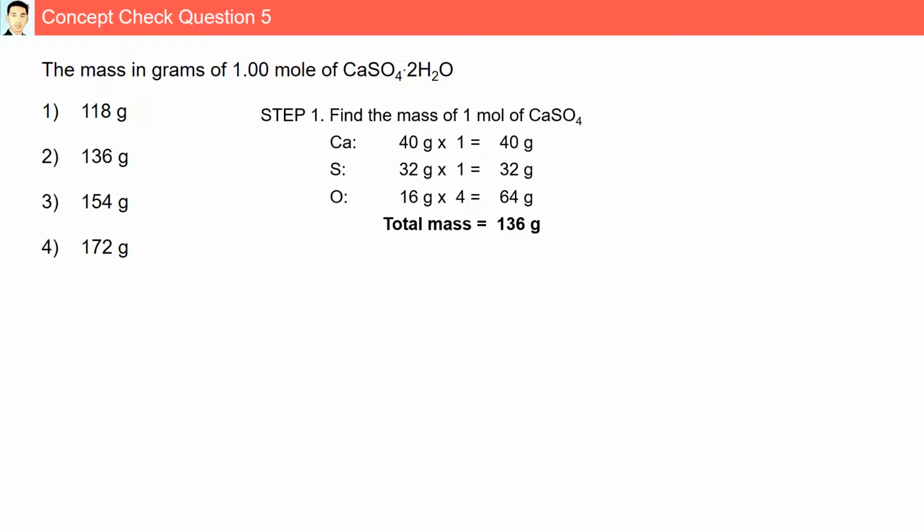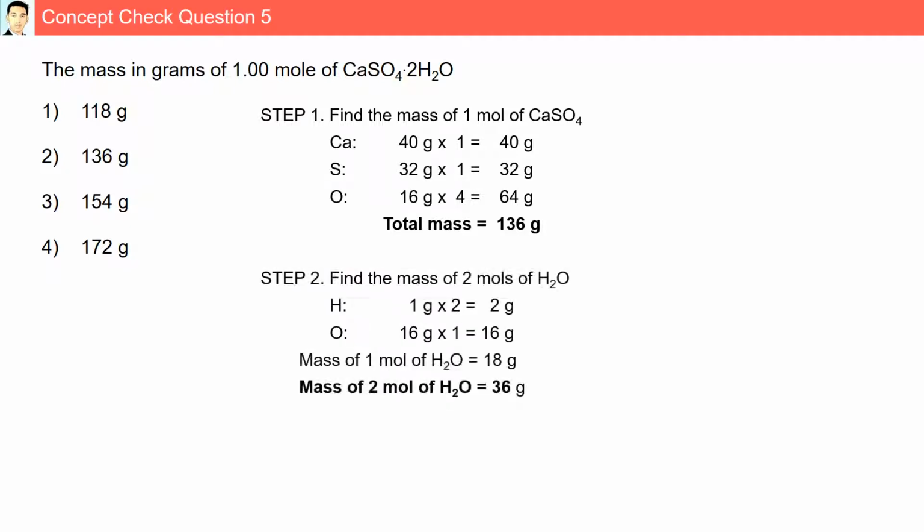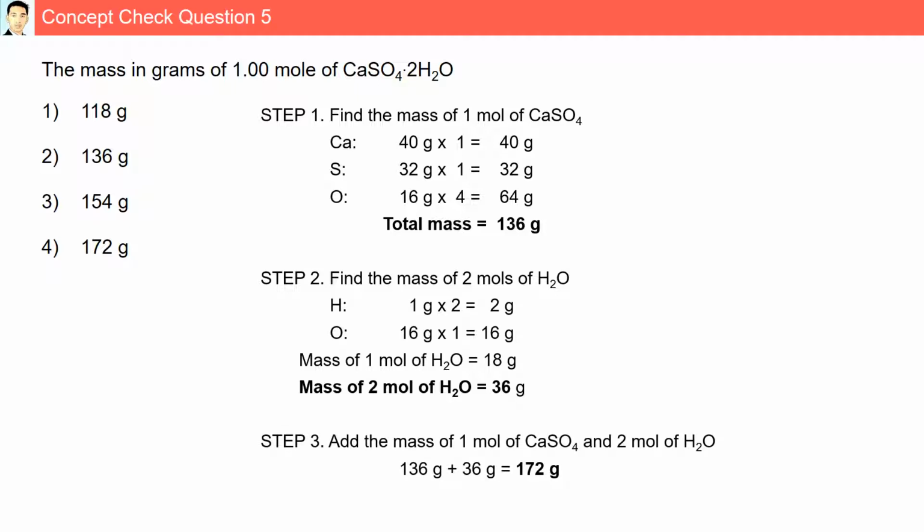The second part of the question is to get the mass for the 2 water molecules present. So, there are 2 hydrogen atoms, 1 gram each, for a total mass of 2. There's 1 oxygen atom for a total mass of 16. The mass for 1 mole of water is 18 grams. Therefore, for 2 moles of water, it will be 36 grams. Step 3, we add the mass for the CaSO4 to the H2Os. The total mass is 172 grams, and that's our answer.